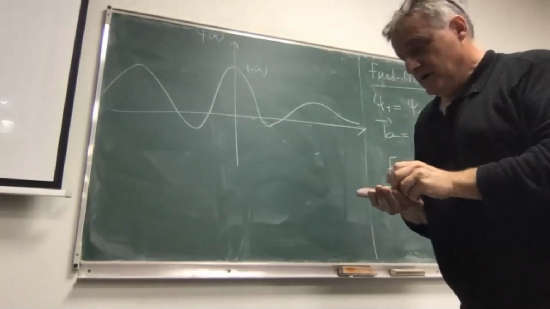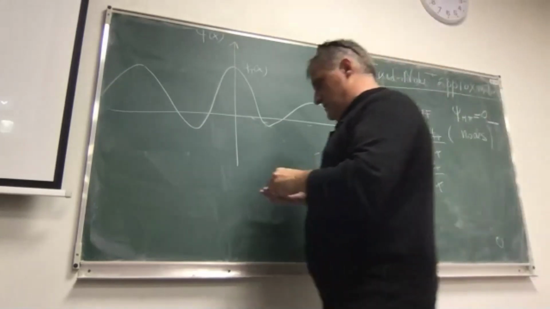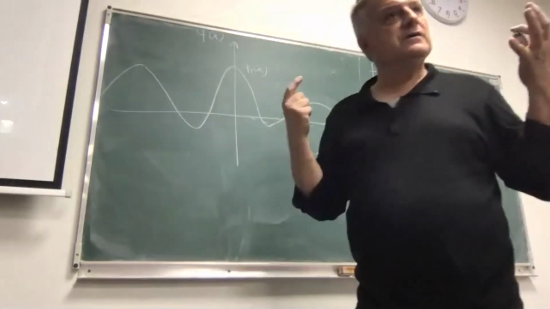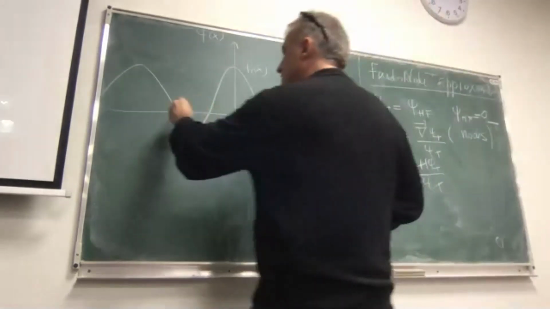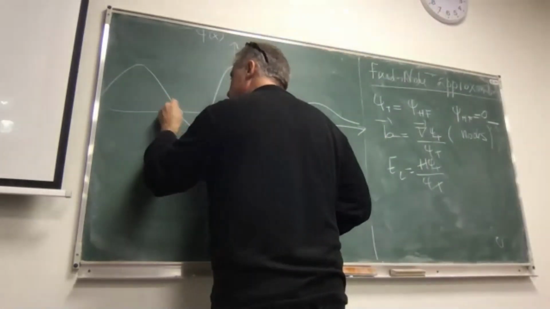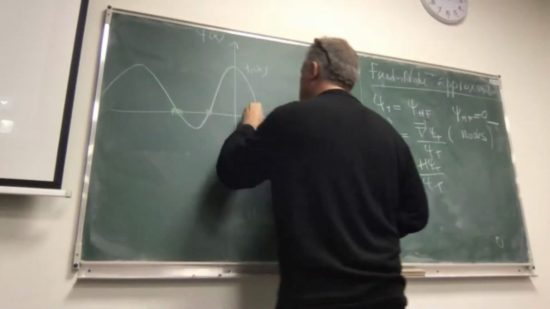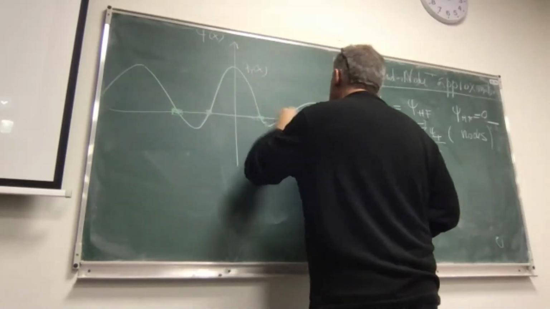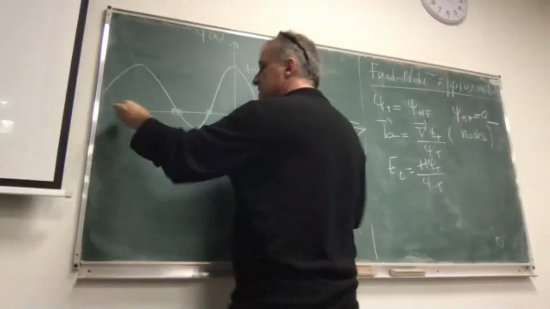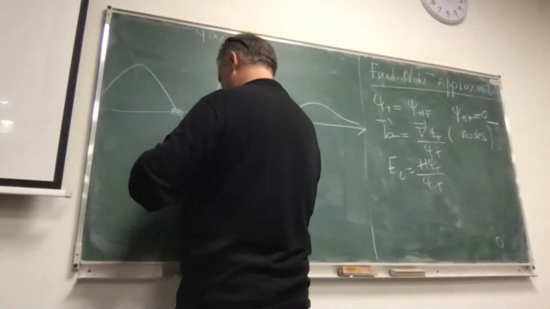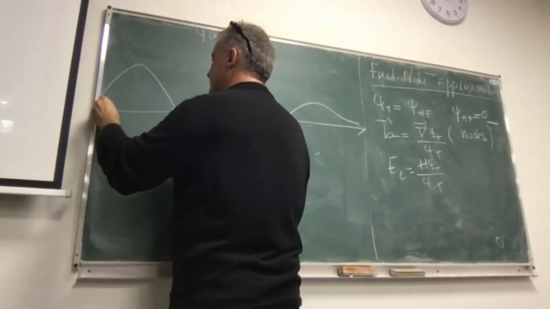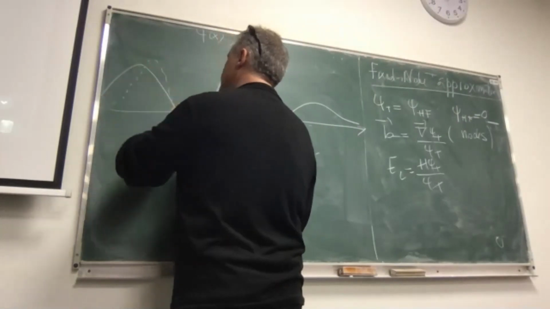Okay? What is fixed node DMC going to do? It will fix the zero, and in this domain, it will solve the Schrodinger equation. For example, it will say something like that.